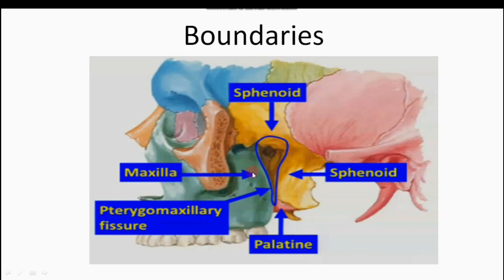This surface is the posterior surface of the maxilla. This is the sphenoid bone, this is the sphenoid bone, and here is the palatine bone. Clear?